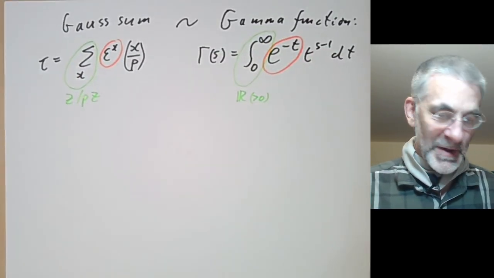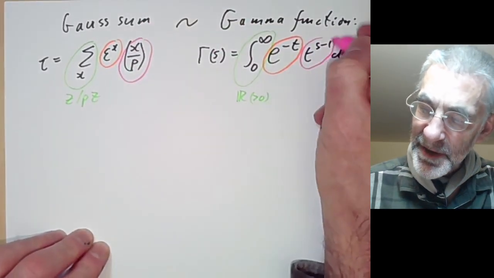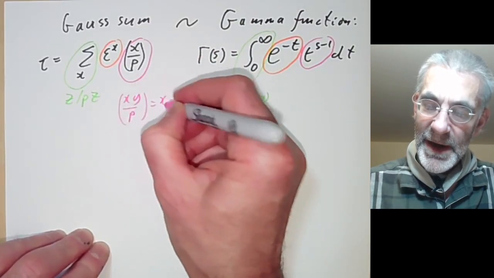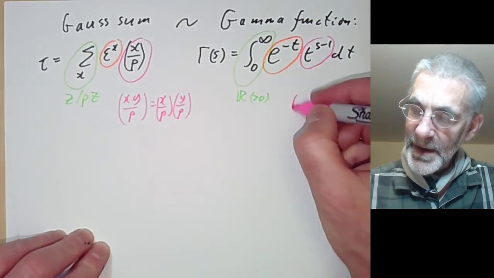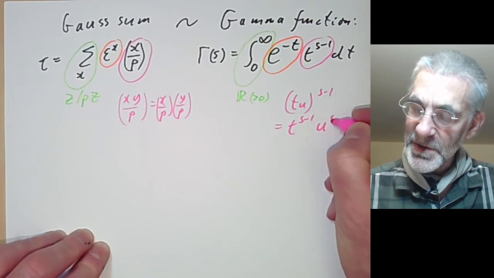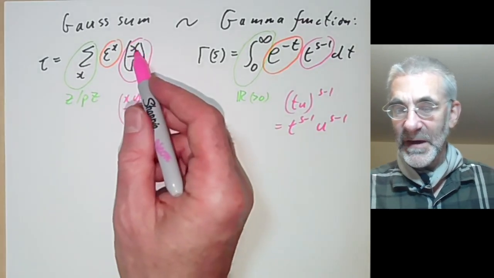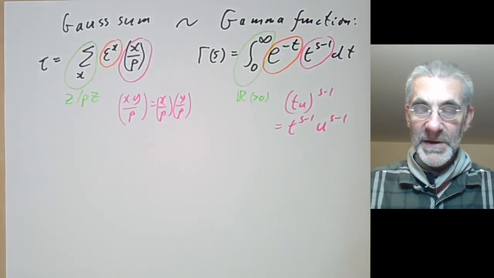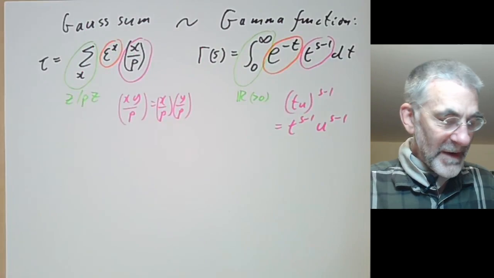That doesn't look very much like t to the power of s minus 1. Well, actually it does, because you notice that (xy/p) is equal to (x/p)(y/p), and (tu) to the s minus 1 is equal to t to the s minus 1 times u to the s minus 1. So they are indeed both multiplicative. And you can think of these as both characters of the multiplicative group of a field if you're into representation theory. So really, these are very similar.